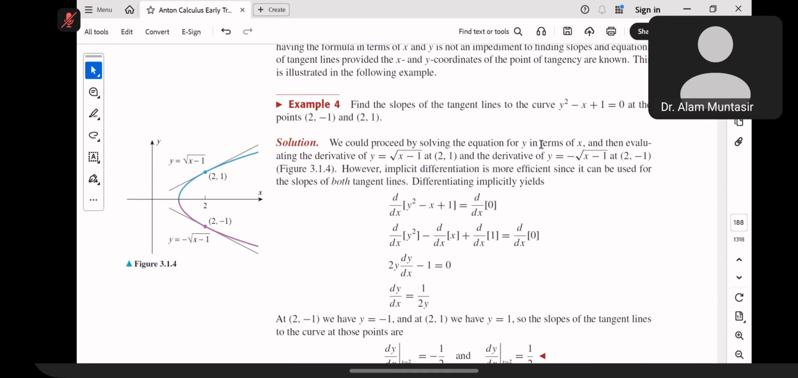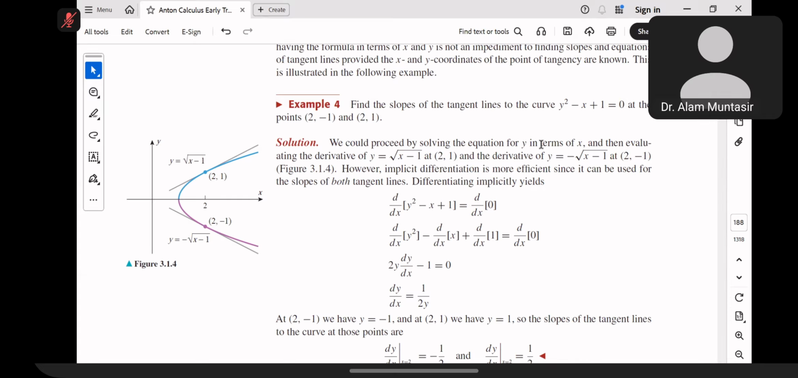Now move to example 4. Find the slopes of the tangent lines to the curve at the points (2, -1) and (2, 1). That means at the beginning you are given an equation expressed in implicit form, and then you just need to find the slopes of the tangent lines at two particular points. One is (2, -1), another one is (2, 1).